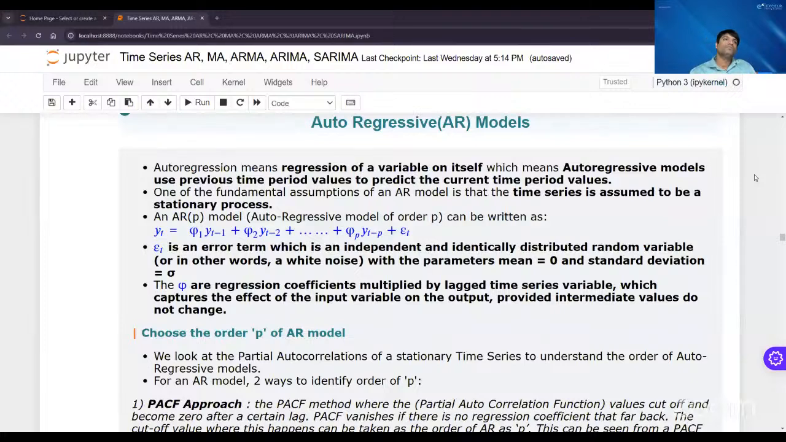Now, this model explanation, I'll keep it very simple. I'll just try to tell you why this model is used. That is the first main agenda I have. I'll tell you why this model is used, why it exists and what it does. I'm not going to go into much of formulas and those things.